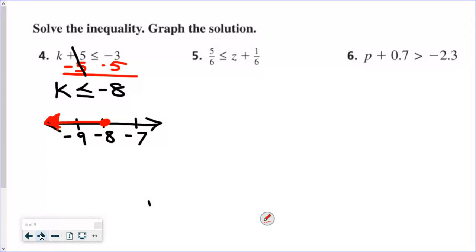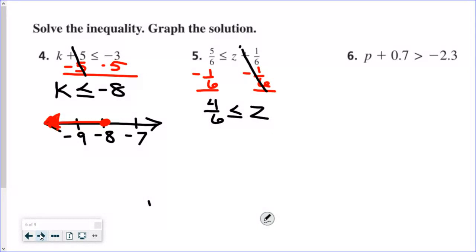Okay, I'm going to do one more because I just want to make sure. For a fraction you have 1/6 minus 1/6 because that's the opposite of plus 1/6. Don't think all fractions you need to think reciprocal. You're just getting rid of it by doing the inverse. The inverse of adding is subtracting. 5/6 minus 1/6 is 4/6.